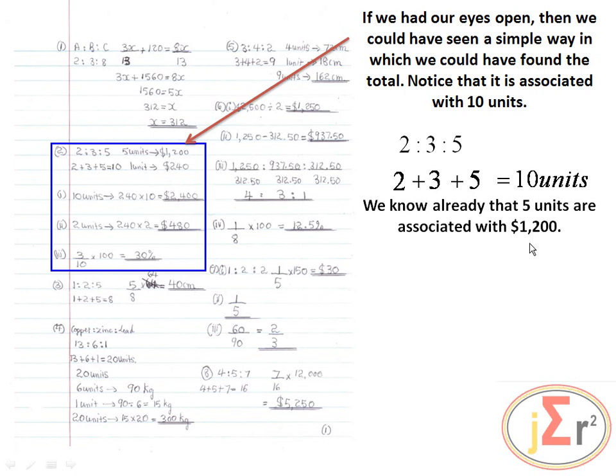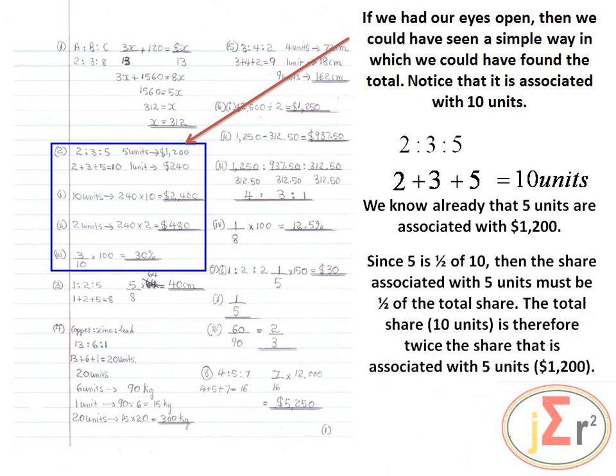So we know already that 5 units are associated with $1,200. How does that make the problem simpler? Since 5 is a half of 10, then this share is a half of the total. The total share, which is of course 10 units, is therefore twice the share that is associated with 5 units. Well, that is plain.